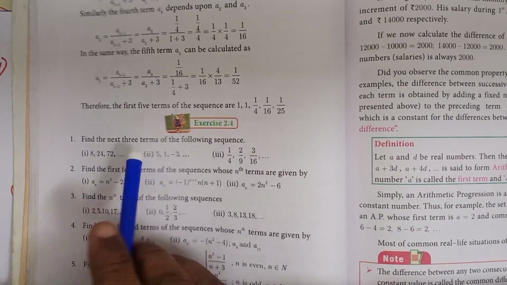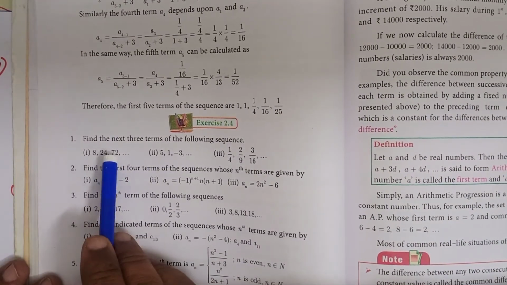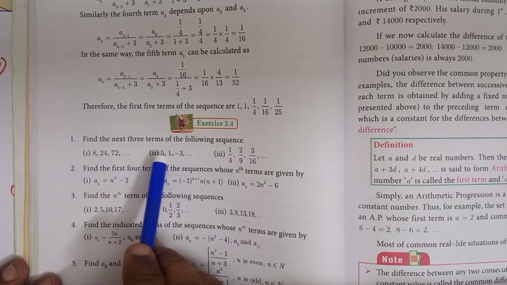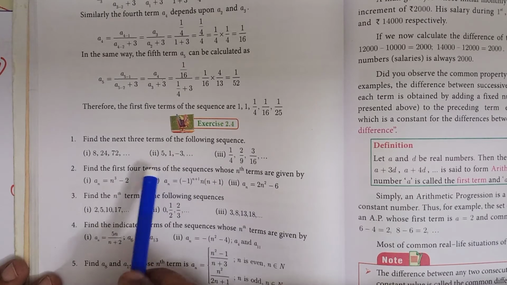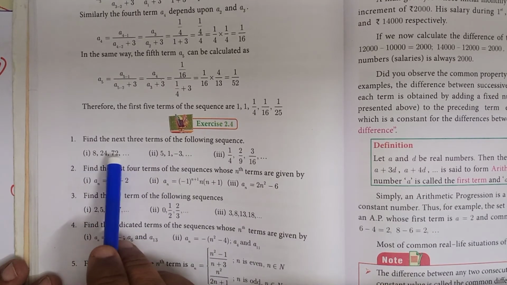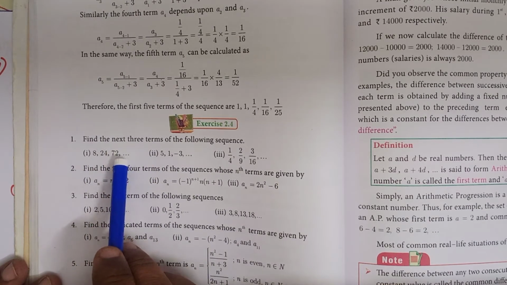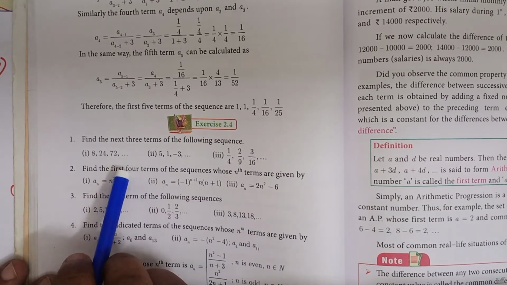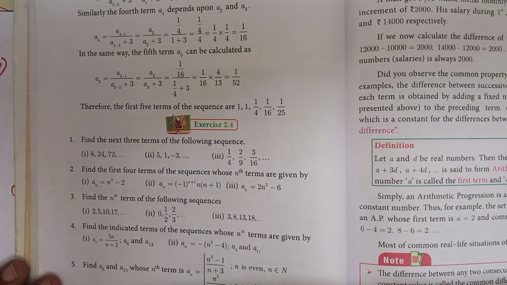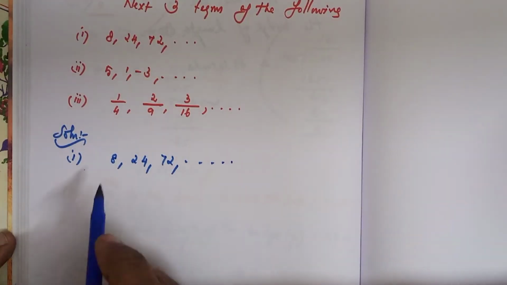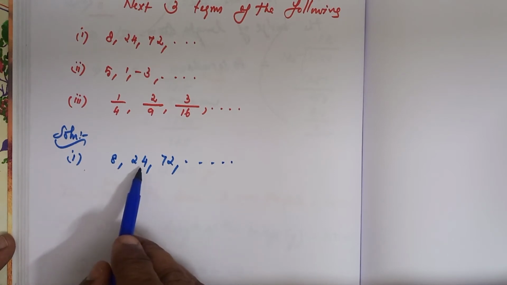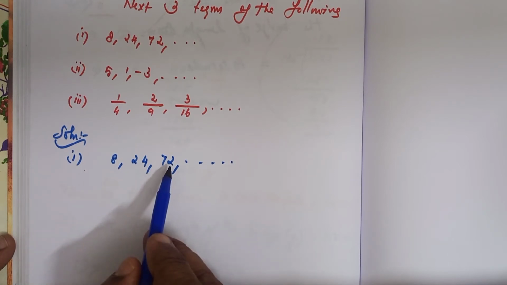Exercise 2.4, first problem: find the next 3 terms of the following sequences. 3 subdivisions are given, and only the first 3 terms are given. You have to find the next 3 terms, that means the 4th term, 5th term and 6th term for each and every subdivision. We can do it one by one. Listen carefully. The first term is 8, the second term is 24, the third term is 72.